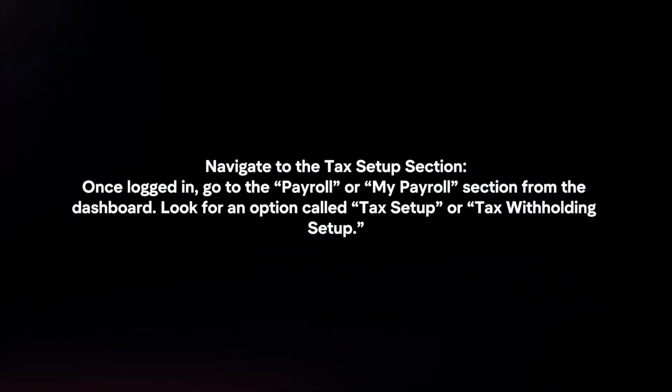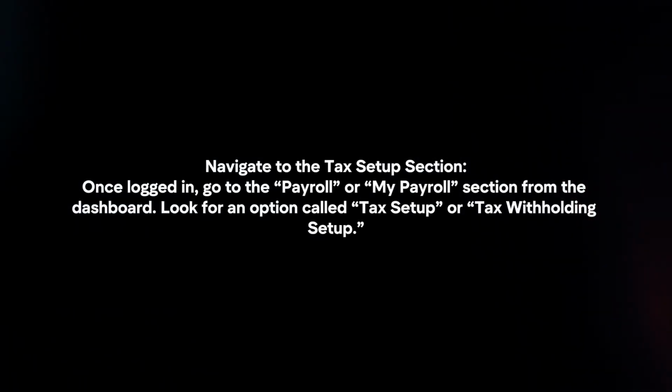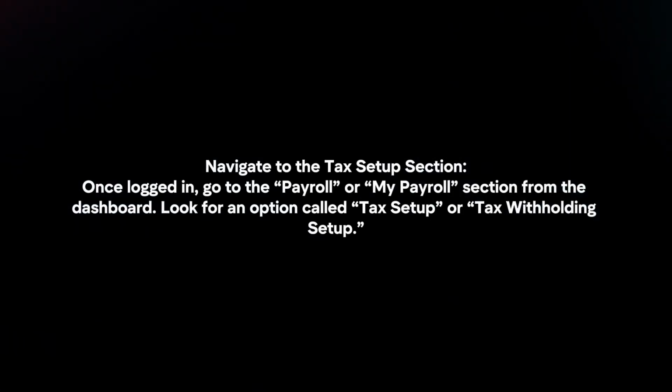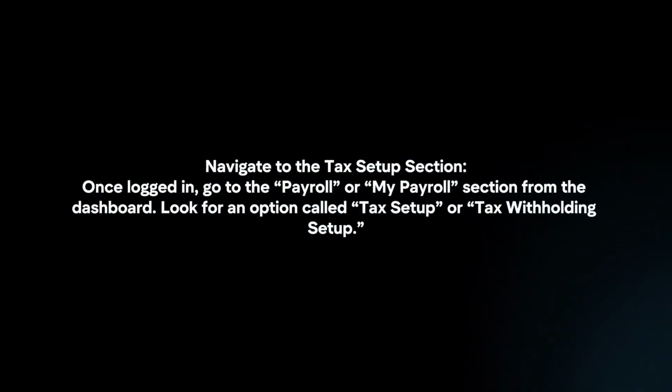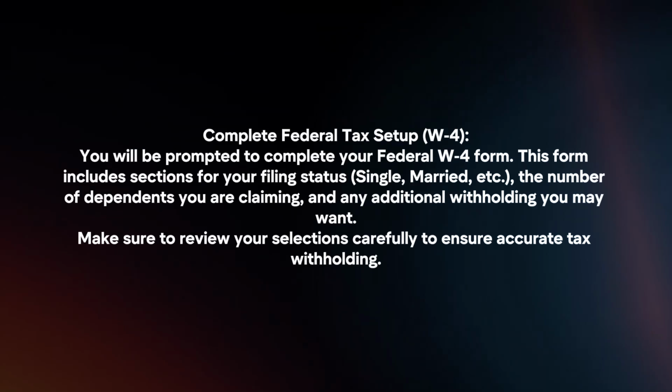Navigate to the tax setup section. Once logged in, go to the payroll or my payroll section from the dashboard. Look for an option called tax setup or tax withholding setup. Complete federal tax setup. You'll be prompted to complete your federal W-4 form.